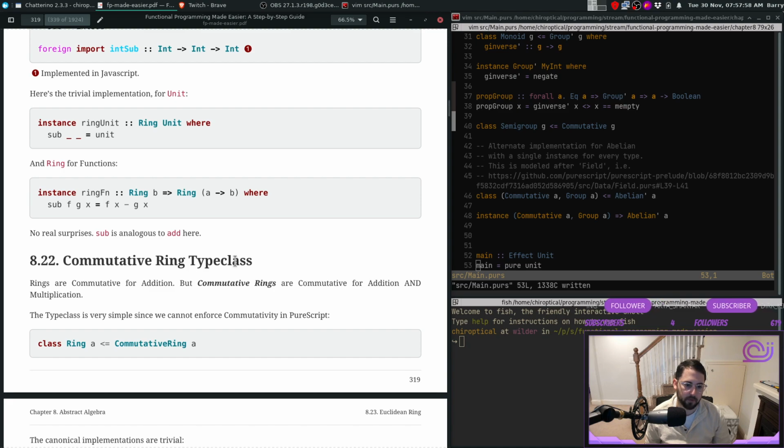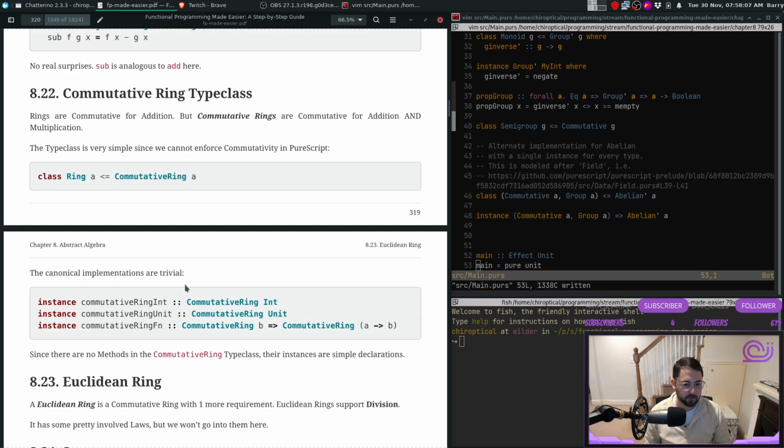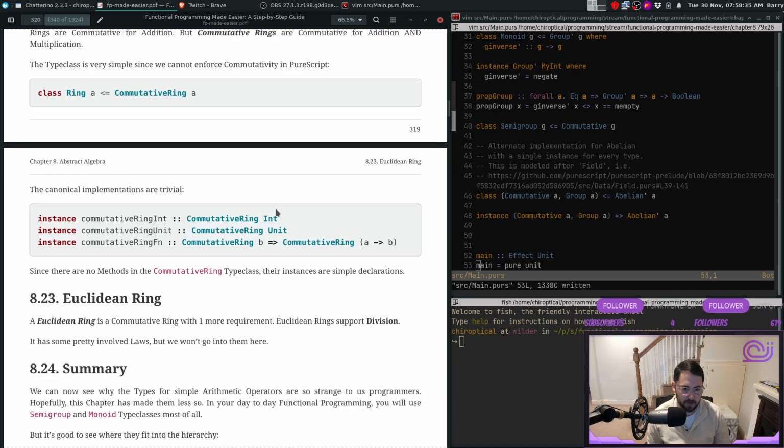Okay, so where were we? We were talking about rings. So here's the ring of function, and it looks exactly like add. Cool. So the commutative ring type class. All right, so rings are commutative for addition. Commutative rings are commutative for addition and multiplication. The type class is very simple since we cannot enforce commutativity in PureScript. So it's just like given a ring, you could have a commutative ring. And we just have these basic instances.